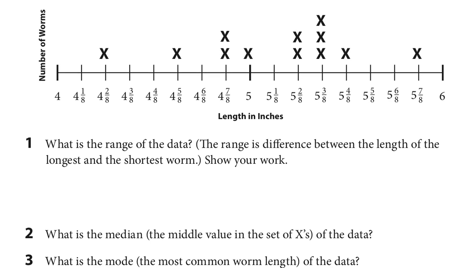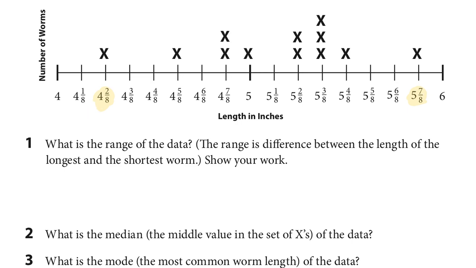So let's see what happens. It says, what is the range of the data? So the range is the difference between the length of the longest and the shortest worm. And don't forget, those we call maximum and minimum. The longest worm was 5 and 7/8 inches. The shortest worm was 4 and 2/8 inches. So we would say that 5 and 7/8 is the maximum, 4 and 2/8 is the minimum.